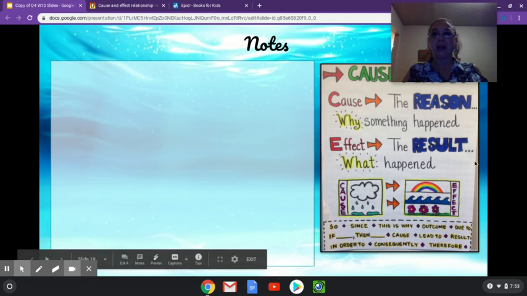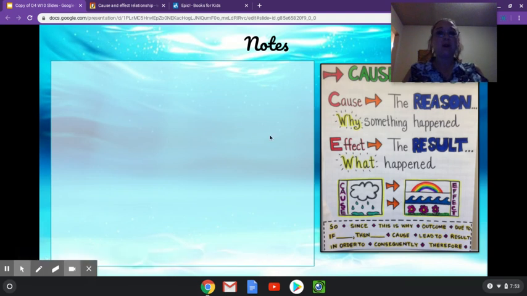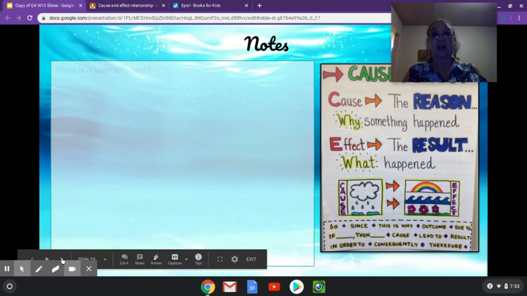As you see our anchor chart over here to the right, make sure that you are keeping an eye on that stuff, as those are always good visuals for you to check out.